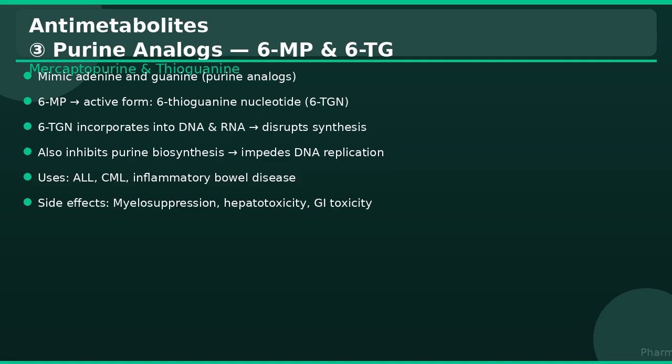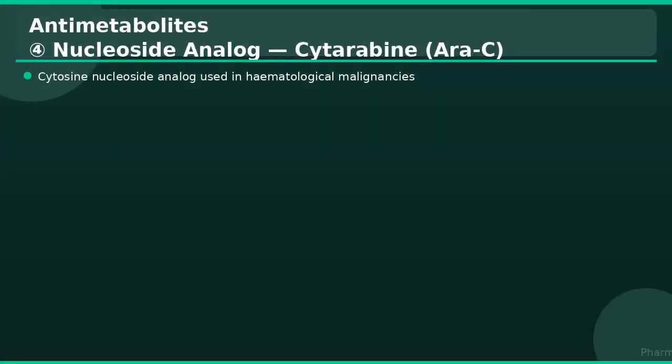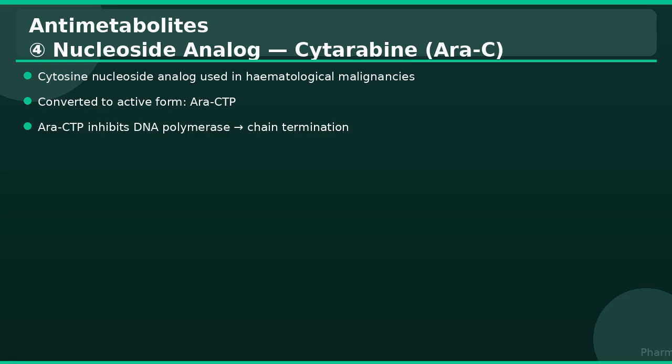Note that allopurinol, used for gout, can increase mercaptopurine toxicity by inhibiting its metabolism, so the dose must be reduced when used together. Side effects include myelosuppression, hepatotoxicity, and gastrointestinal toxicity. Cytarabine, also called arabinosyl cytosine or ara-C, is a nucleoside analog primarily used in hematologic malignancies. It is converted into its active metabolite, ara-CTP, which inhibits DNA polymerase and incorporates into the growing DNA strand, causing chain termination.